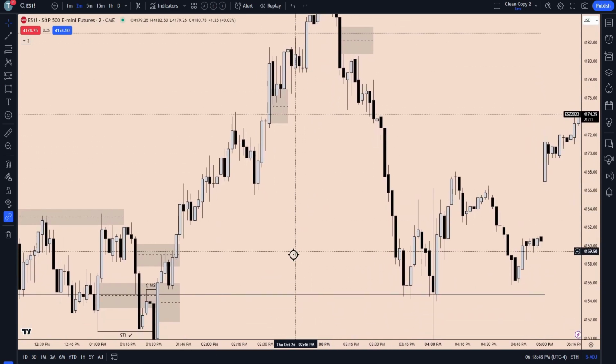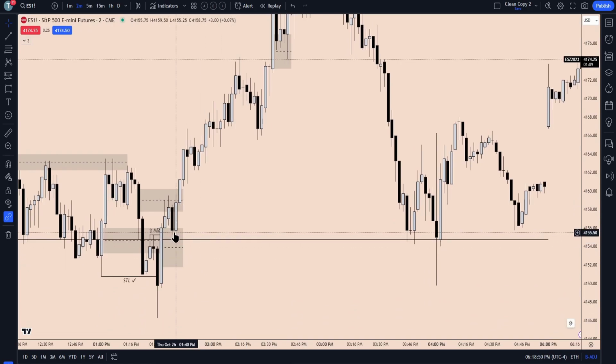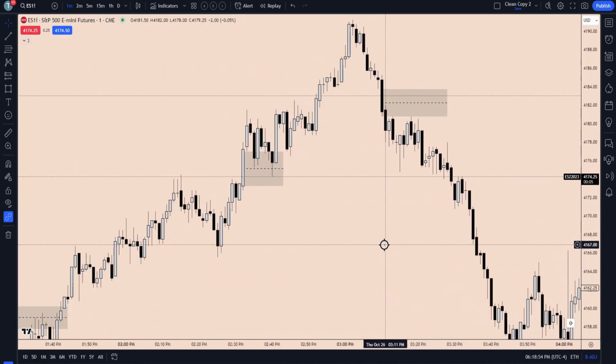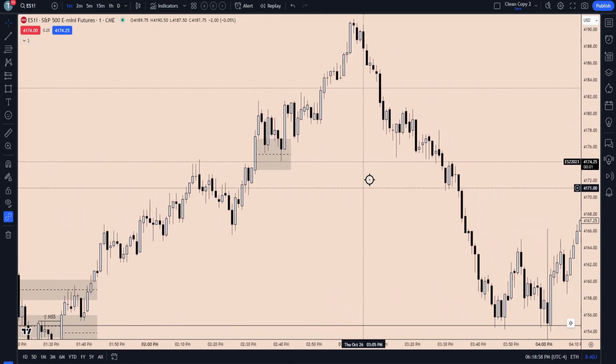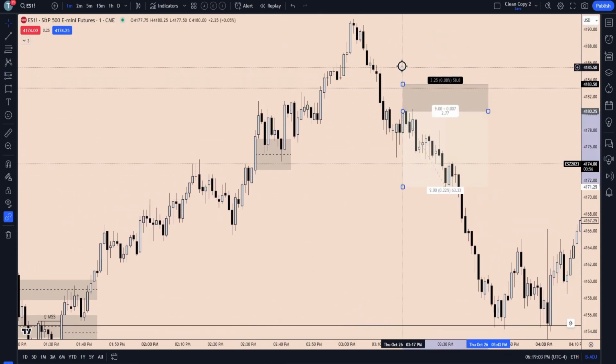And as you notice, our target ended up being this original fair value gap. So if we go back down to the 1 minute, let's not get lost here. Clear up, this is the 2-minute. Once we get in here, let's stop above that midnight.